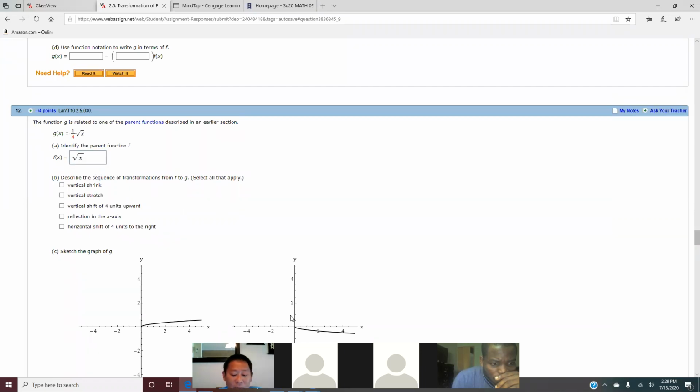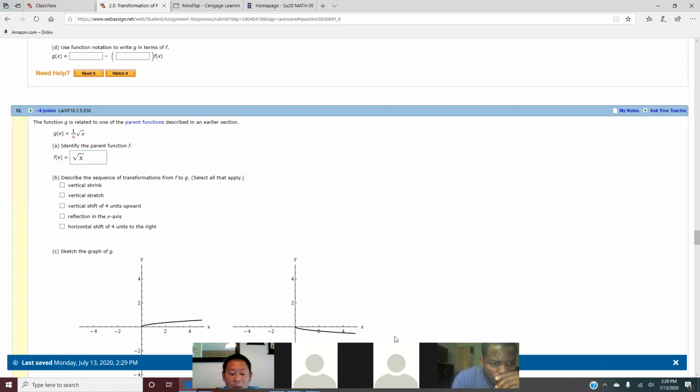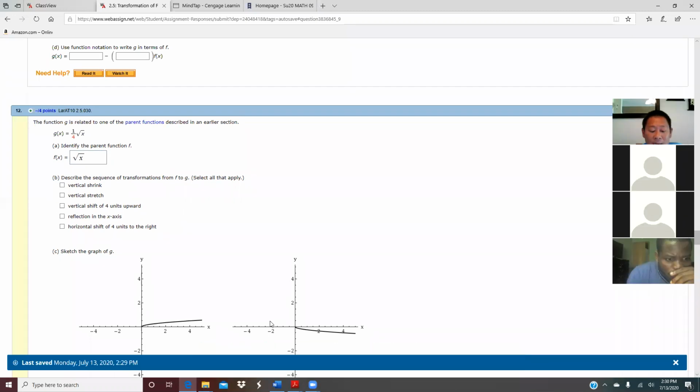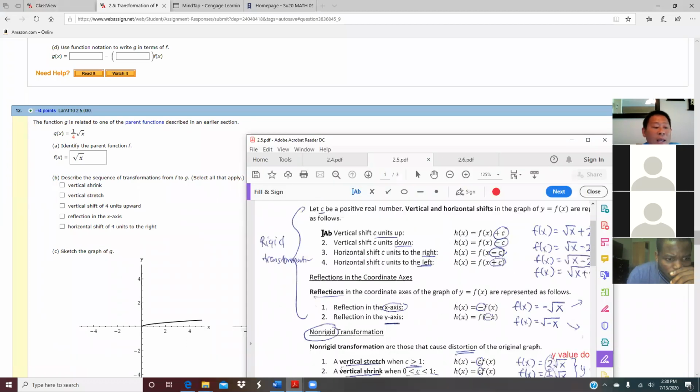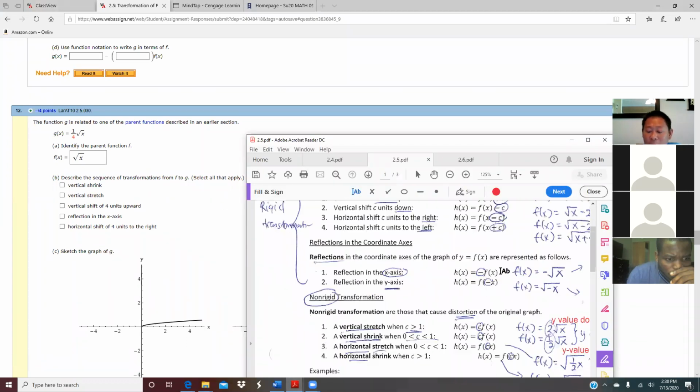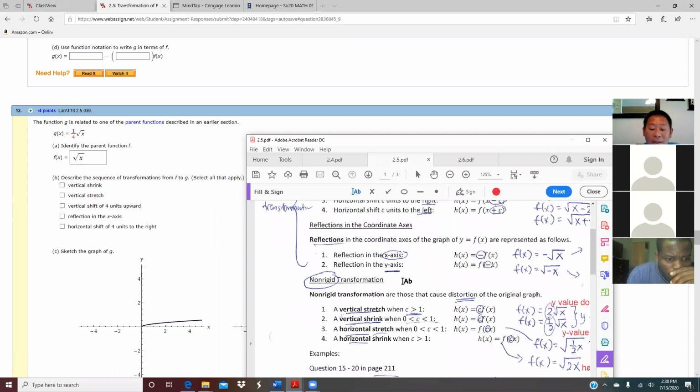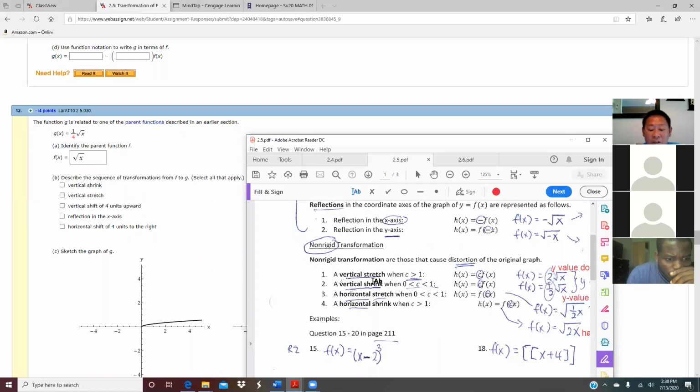1/4. Does anyone remember what is the... So ask yourself every time you see a number, I'm going to show you what I do usually. I ask myself, is this number being added, subtracted, or multiplied? Multiplied. So that means this is going to be the non-rigid one. Is this number inside or outside the root? It's outside, so it's going to be vertical. If it's inside, it'll be horizontal.